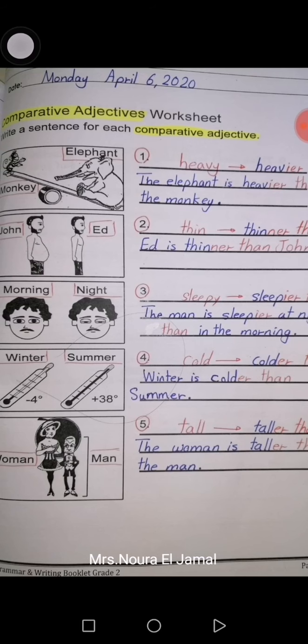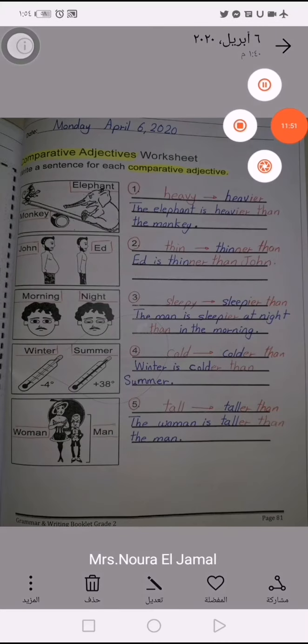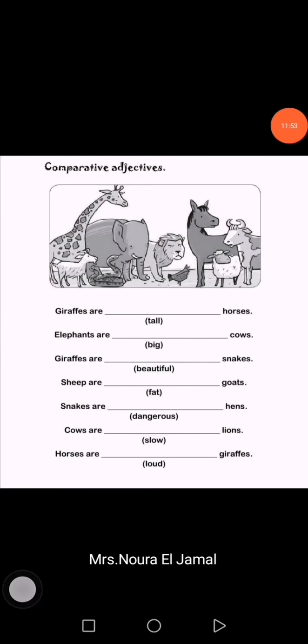I hope that you understand our lesson very well. It's about comparative adjectives. Study it very, very well. Okay? Now, let's have an exercise to practice on it. Now I want you to do this exercise, comparative adjectives. Look at the picture.